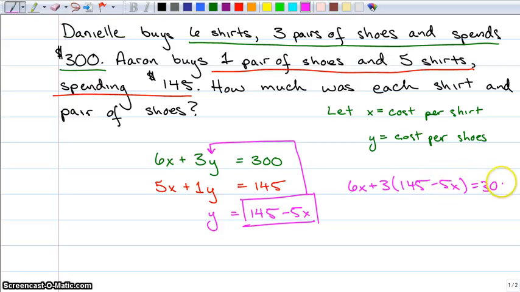equals 300. When you go ahead and solve this all the way out, you should end up with an answer for per shirt is 15. The answer for per shoe is 70. Last thing that I want you guys to do, it's a good habit to get into, is make sure that you label your answers with a $ sign, please.